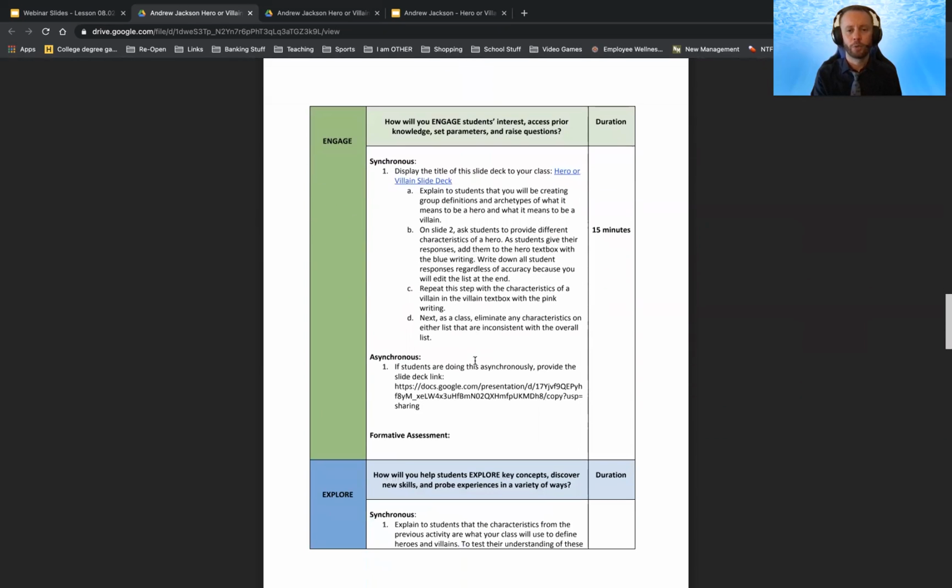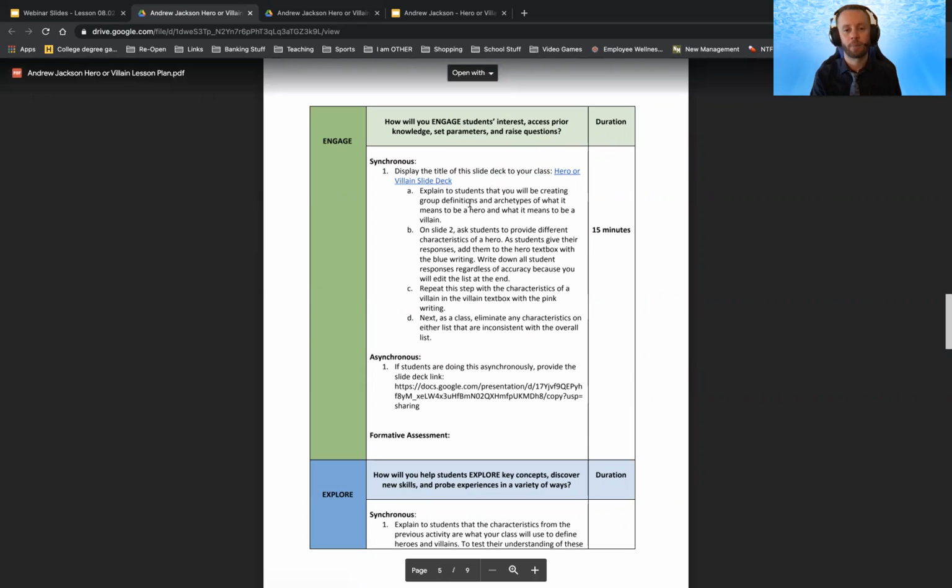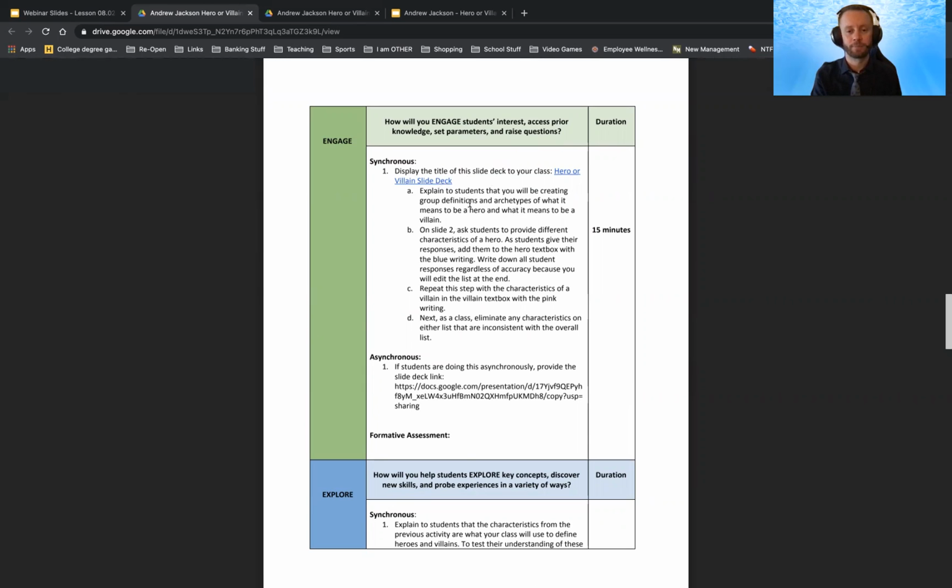And then you get into the activities. You can make a copy of the slide deck by clicking on this link, and then by either sharing that link with your students or incorporating the slide deck into your LMS like Google Classroom or Canvas, students can have their own copy that they can complete their activities on.